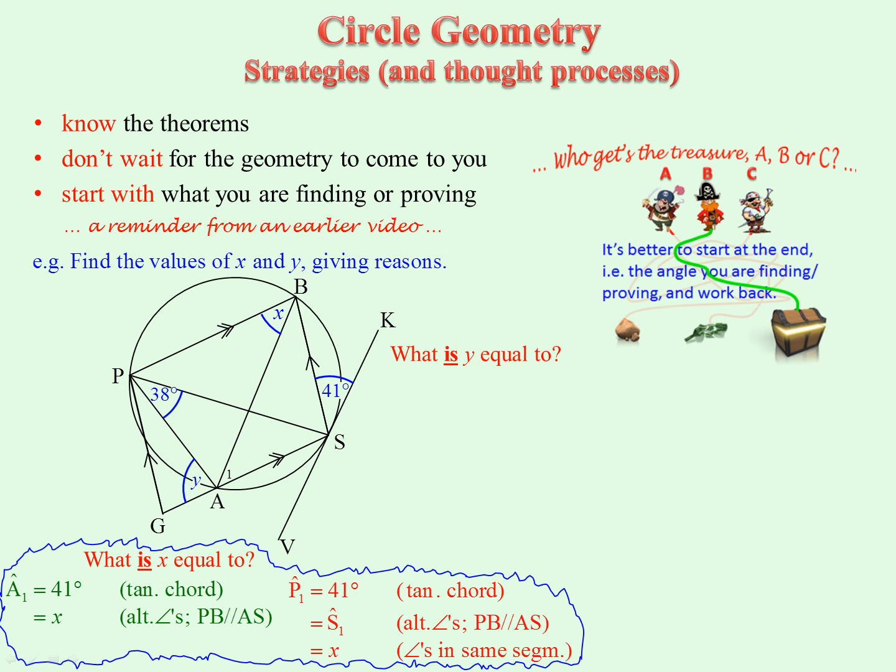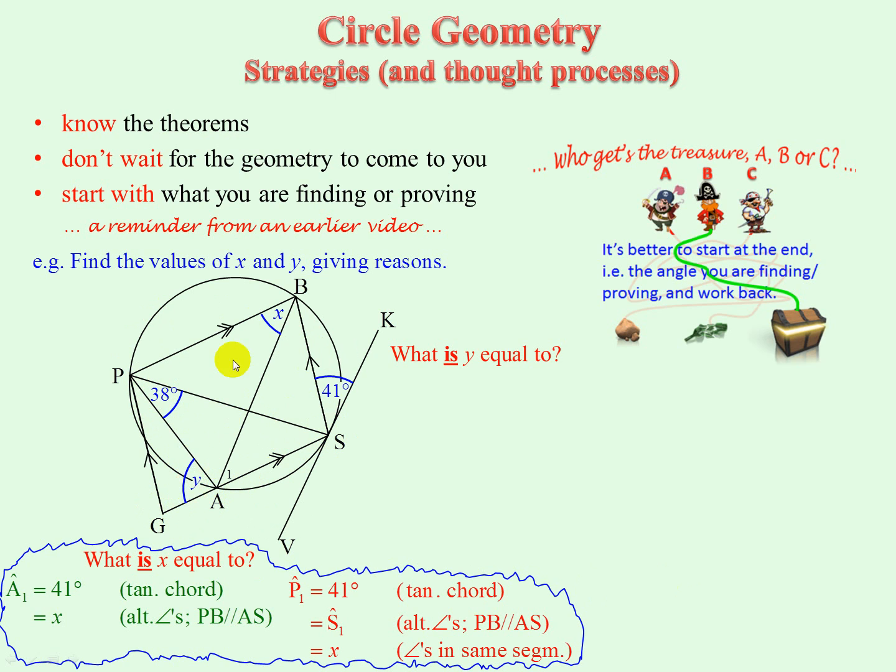Let's have a look at y. What's y? What is y equal to? So there's y. Y is actually an exterior angle. Do you notice that? It's exterior to this quadrilateral there, the cyclic quadrilateral. It's also exterior to this triangle here. Look, produce a side of this triangle, and there's the angle.